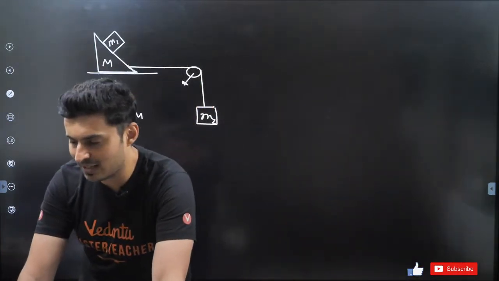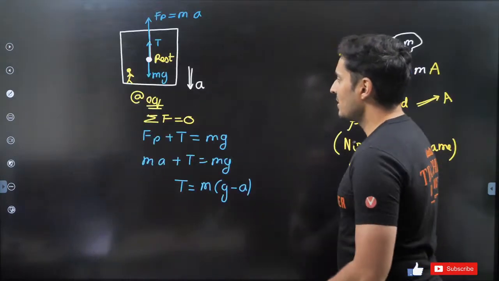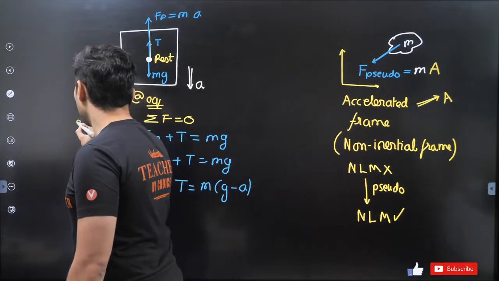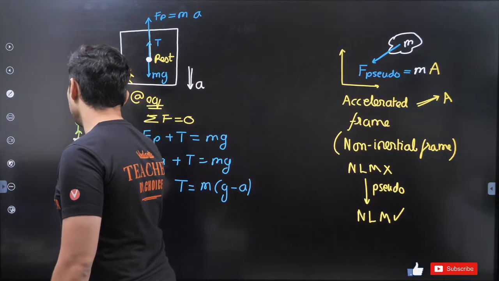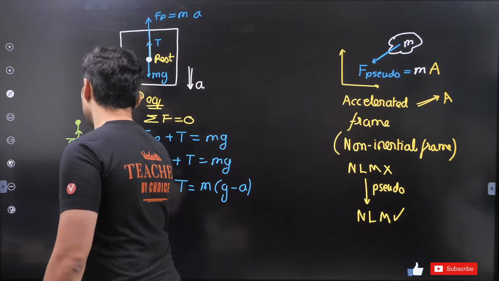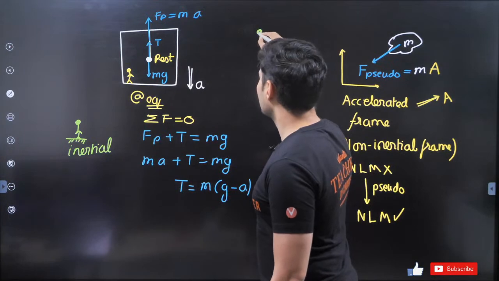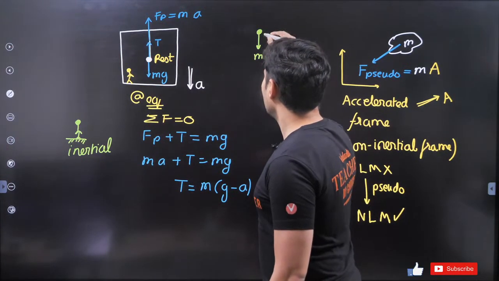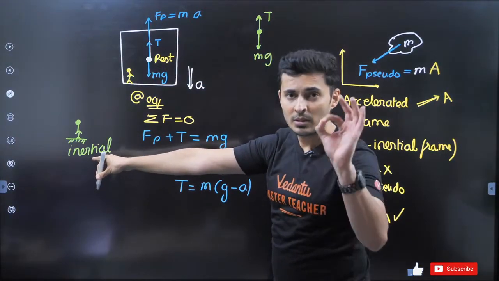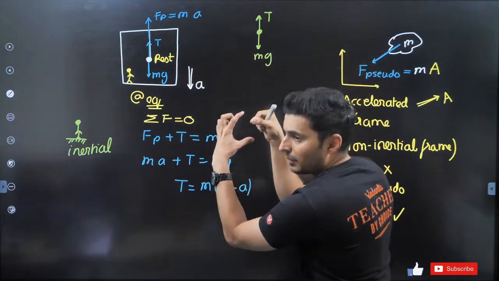If you use an inertial frame, then how do you solve it? If you use an inertial frame, I'll come to that. See, imagine you take an observer who is there on the ground. This is basically an inertial observer on the ground. Then this same free body diagram will become like this. Mg will be as it is, tension will be as it is, pseudo force will not be there because you are inertial. The only difference is now you will see the mass coming down with the lift.